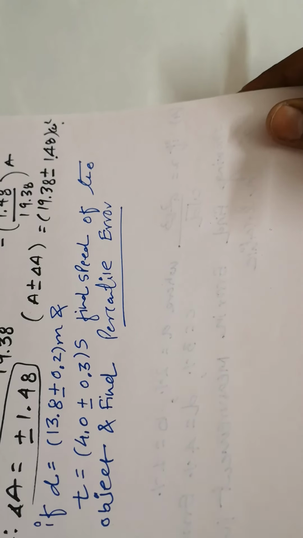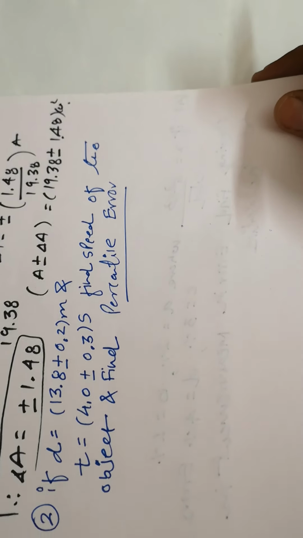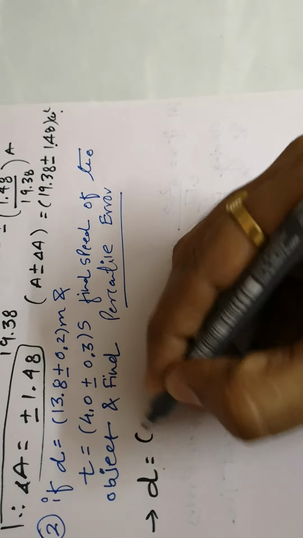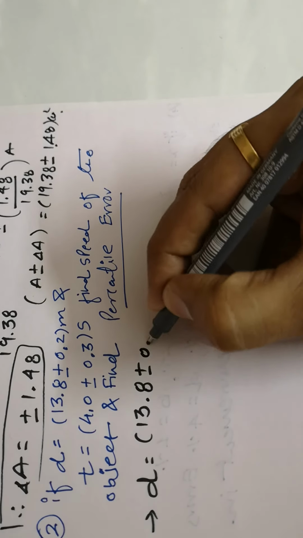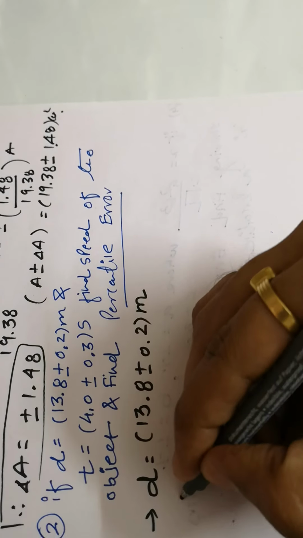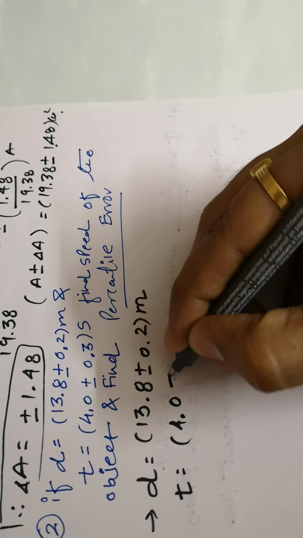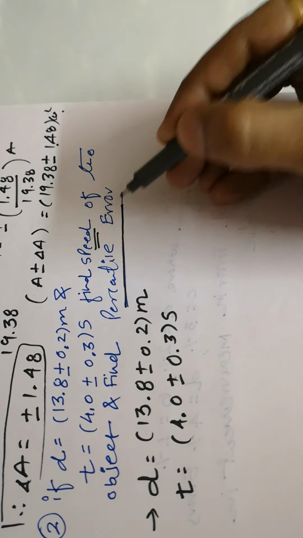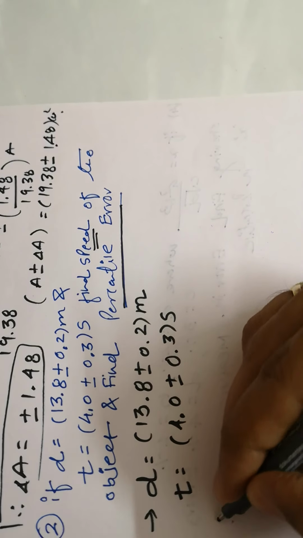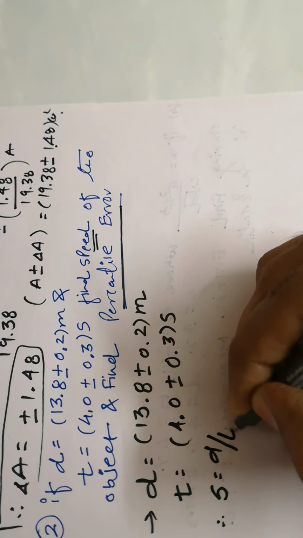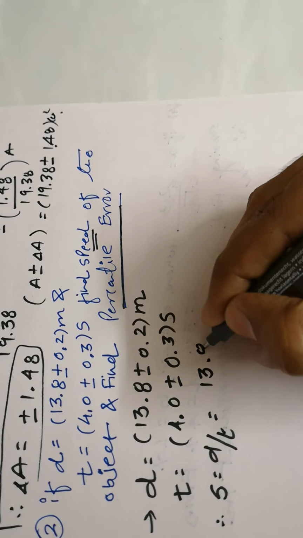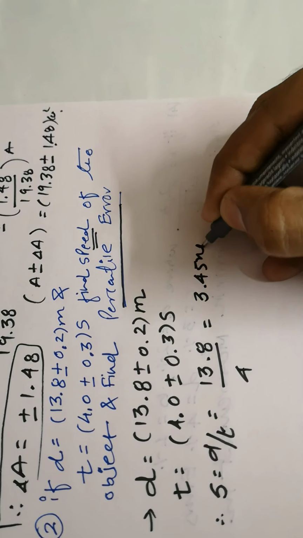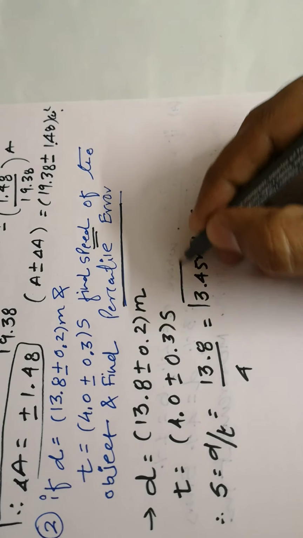Now we want to conclude with the second example, which is given to us. Let's say our distance is 13.8 plus or minus 0.8 meters and time 4.0 plus or minus 0.3 seconds. We have to find the speed and its percentage error. First of all, you are aware that speed equals distance upon time. So distance we have is 13.8 divided by 4, which may give us 3.45 meter per second. That is my speed.